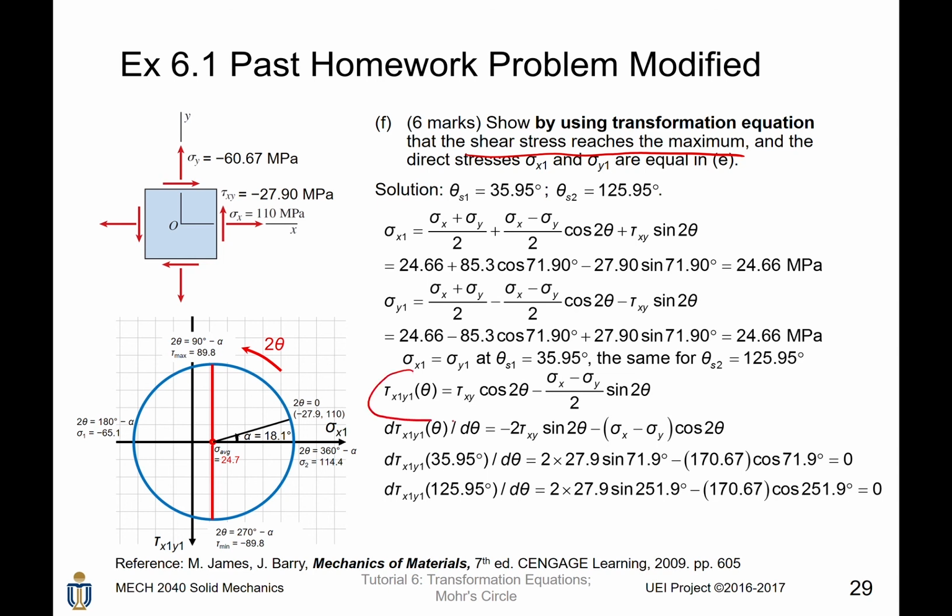First, you have your transformation equation, then differentiate your transformation equation with respect to theta. You will get this expression. Then you are going to substitute the value of theta s1 and theta s2 into d tau d theta. Then, if the result is 0, then you have successfully verified that what you have found is the maximum.